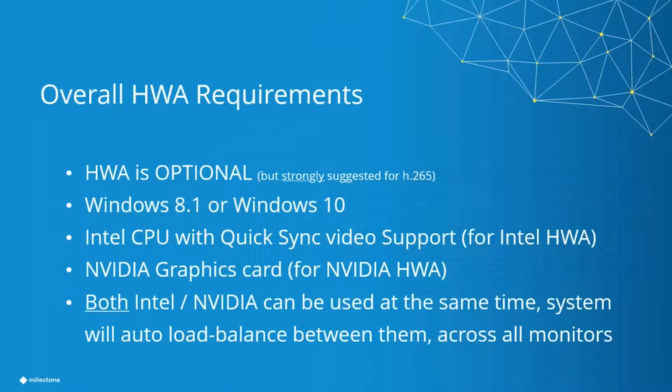So overall, what are the requirements for hardware acceleration? I want to emphasize first and foremost that hardware acceleration is an optional feature in Milestone. It is not a requirement. We have people that work in virtualized environments and use our software in VMware environments, that kind of thing, all day, every day. Most of the time, those guys don't get to take advantage of hardware acceleration. There are some people that have figured out some tricks to map GPUs to virtual machines, but generally speaking, those guys don't get to use hardware acceleration, so it is optional. You don't have to use it.